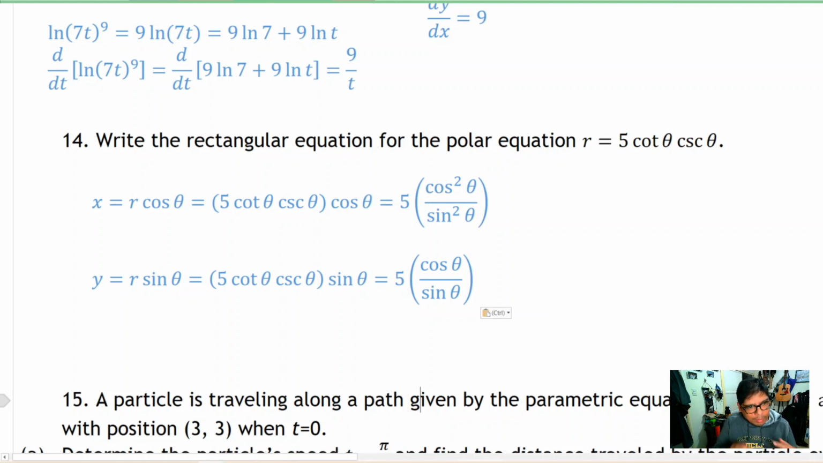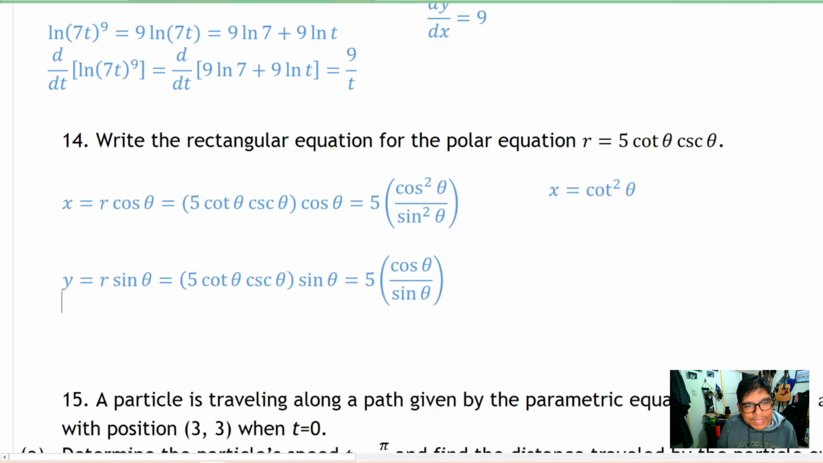Okay, so I don't know if this seems promising to you, but I can see how this is kind of promising. Let me, first of all, rewrite these in terms of cotangents. So we can see, first of all, that x is 5 cotangent squared theta. And we can see that y is 5 cotangent theta. So I'm going to solve for cotangent right now. In my first equation, I get x over 5 is cotangent squared. And then in my second equation, I have y over 5 is cotangent.